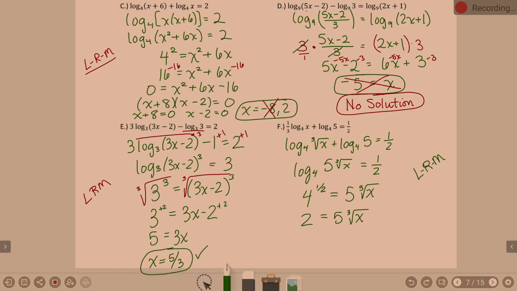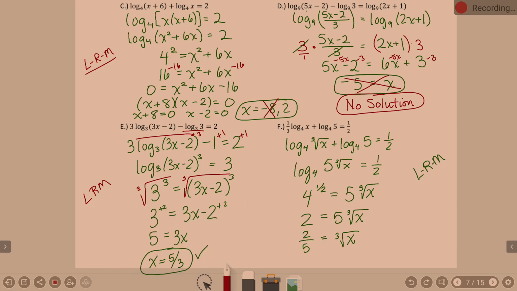Divide by 5. If I have 5 times the cube root of x and I want to get the cube root by itself, we're going to divide by 5. And now you cube it. So then I'll have 2 divided by 5 equals the cube root of x.